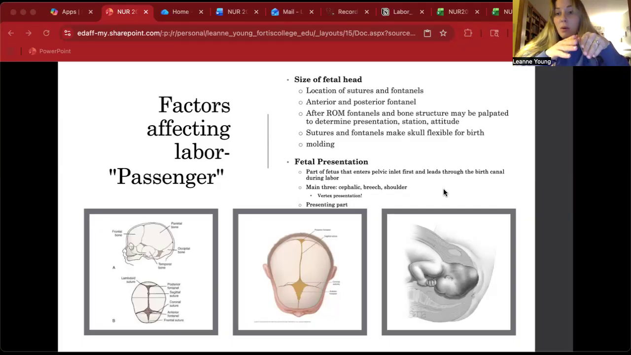Most of the time, this is what we see when babies have cone heads, right? That is just kind of a manifestation of molding, which is something that we need to assess whenever a baby is born, assess their skull. Okay.